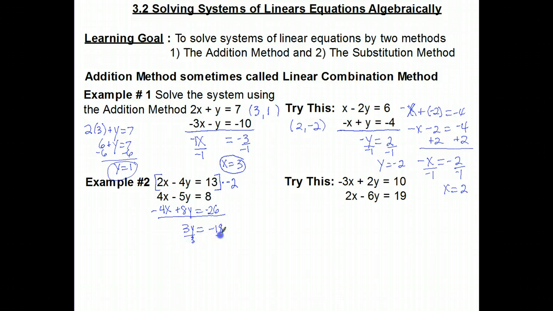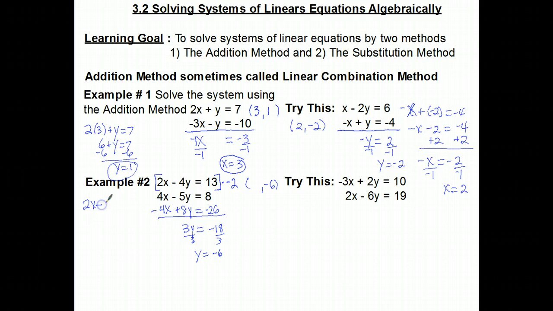Solving for y, we divide by 3. And 3 over 3 is 1, or 1y is simply y. Negative 18 divided by 3 is negative 6. Okay? So in our solution, we know the y-coordinate is negative 6. Now we're going to find the x. Pick either one of these equations. It doesn't matter. Let's take the top one.